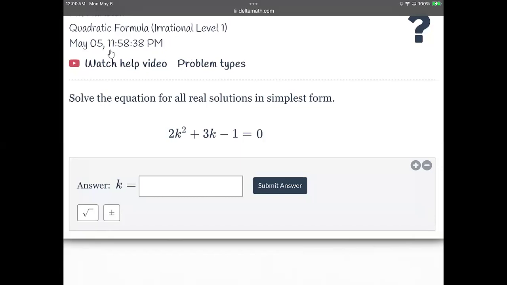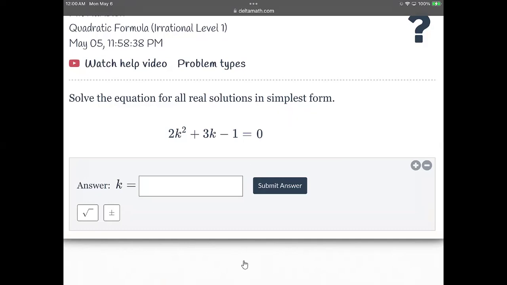But if they say the solutions have to be in simplest form, or if they say in exact form or the exact root, that means that you have to leave it as a fraction. You can't calculate the square root part. So let me go through this.